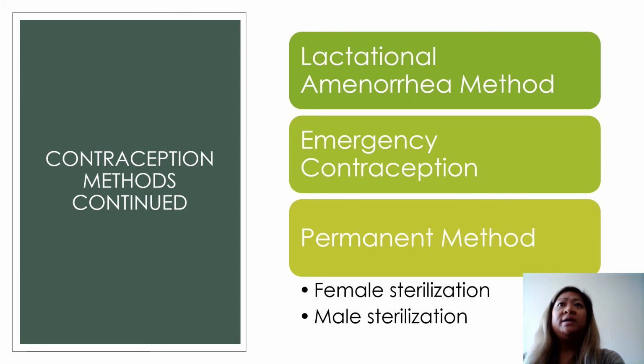There are 2 methods of permanent contraception. One is for the female and one is for the male. Female sterilization, or tubal ligation, is a procedure that closes or ties a woman's fallopian tubes. Male sterilization, or vasectomy, is a procedure that cuts and closes the vas deferens, preventing sperm from ejaculating.